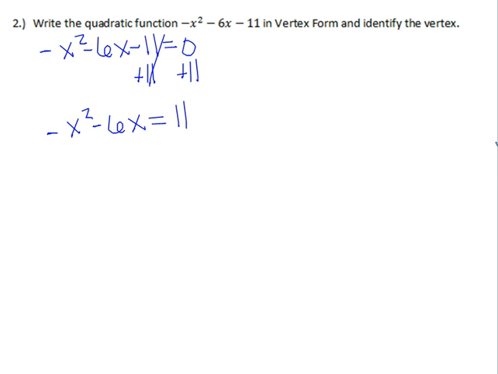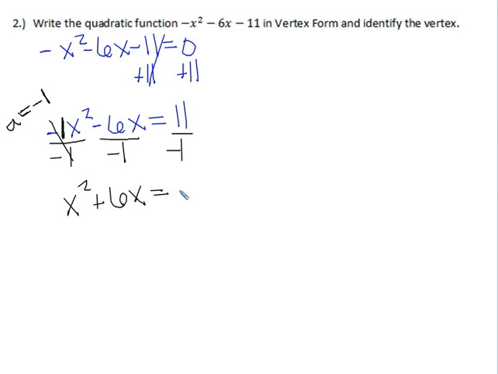Okay, step number 2 is to check to see if our a value is 1, and we definitely got to be careful in this case because it is not 1, it's actually negative 1. So that means we got to divide every single term by negative 1. Maybe we'll do a little side note over here. A equals negative 1, so we got to divide everything by negative 1. Negative 1 divided by negative 1 disappears, so we're just left with x squared. Negative 6 divided by negative 1 is a positive 6. And then 11 divided by negative 1, we get a negative 11.